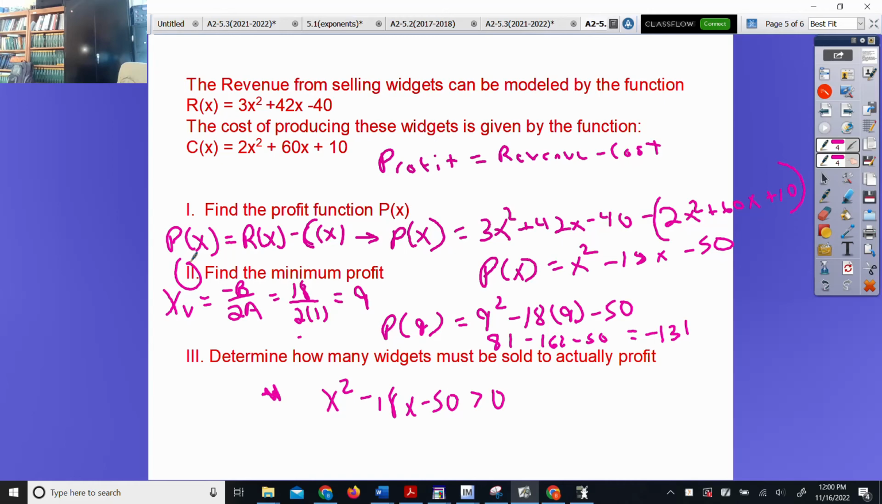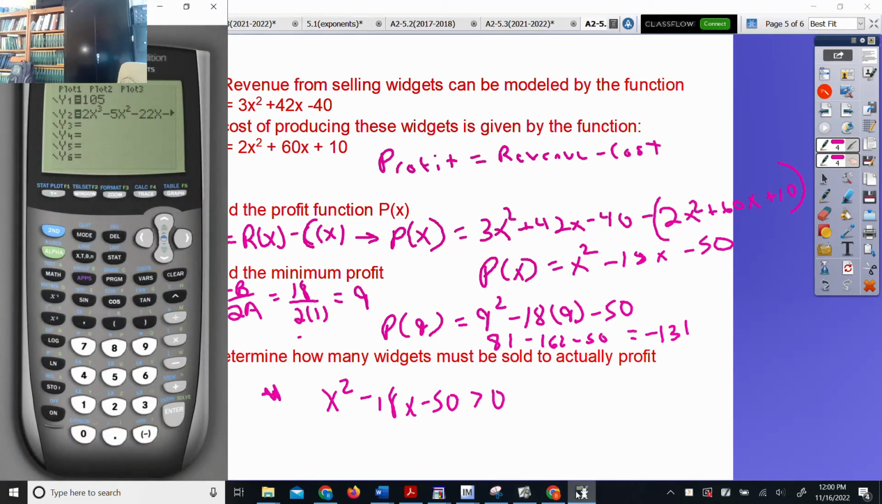You can do this in the TI-84 as well. Clear it out. Put your equation into Y1. You don't need anything in Y2 for part 2. X squared minus 18x minus 50. I would not reuse the window we just used, because it was tailored for a specific problem, wasn't it? It's Zoom 6.